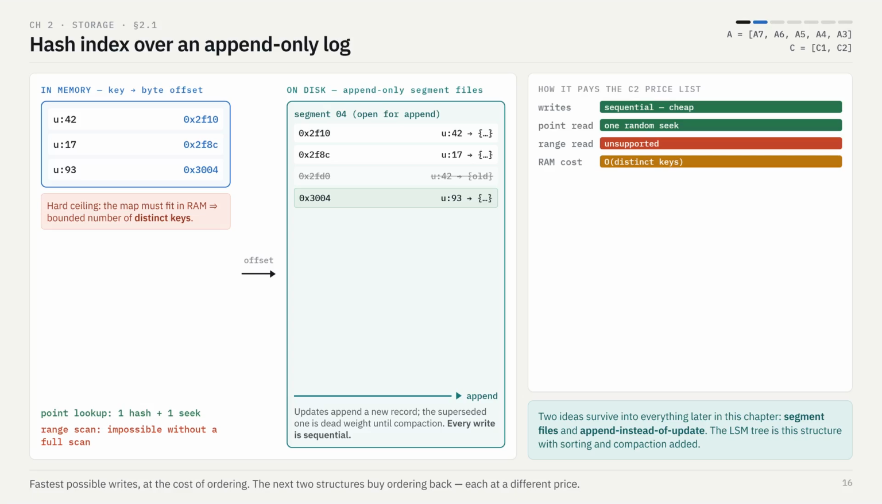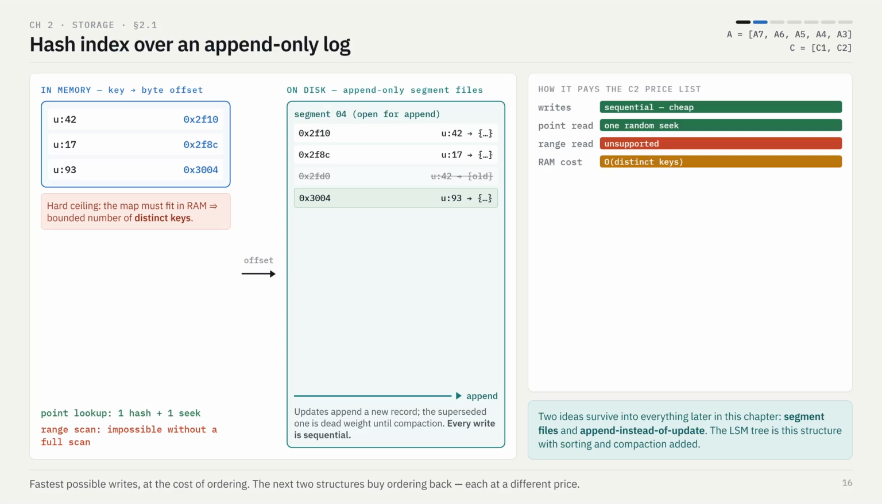A hash index is an in-memory hash map whose keys are the unique identifiers of records and whose values are the corresponding byte offsets of those records on disk. The underlying on-disk structure is an append-only log. Every write is appended sequentially to a segment file. Follow what that buys and what it costs. A point lookup is one hash computation and one seek. The map tells you exactly where to land.